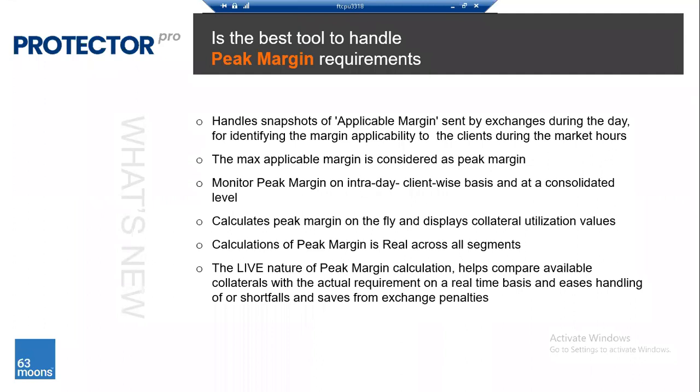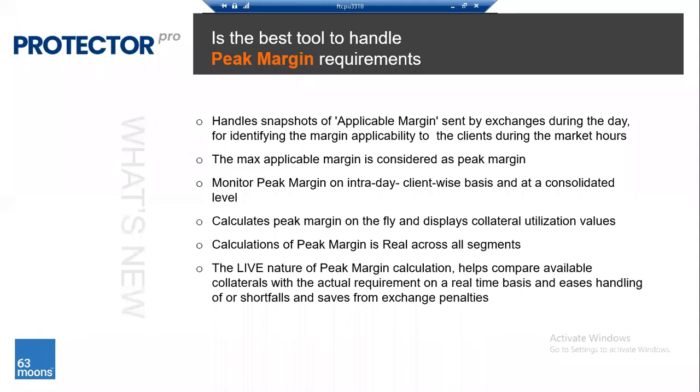The live nature of peak margin calculation helps to compare available collateral. As I said, the collateral and controlling the system is on a consolidated basis, on a family basis, even on an individual basis, including all the exchanges, and also looking at each exchange separately. Everything has been considered along with the collaterals and shortfalls. What is the percentage you utilize, and how much further additional position you can take if you have any additional collaterals or margins with us.